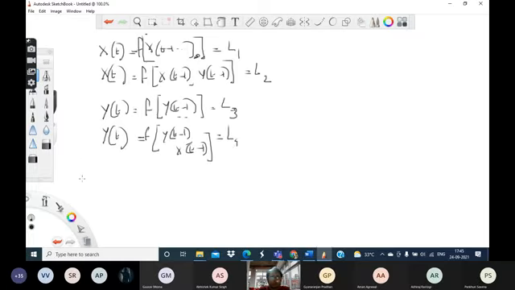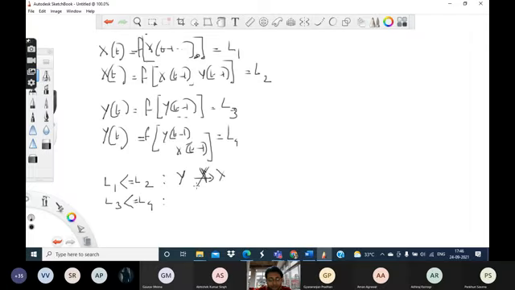Okay, so now I have got L1, L2, L3, L4. Suppose I reach this situation: L1 is less than L2 and L3 is less than L4. Then what conclusion do I draw? If L1 is less than or equal to L2, that means this is a better model. That means y does not Granger cause x.